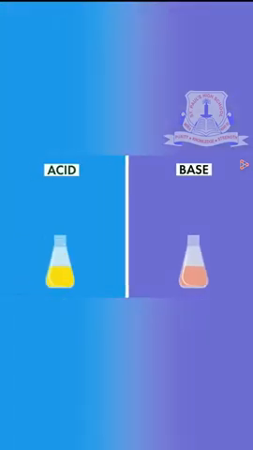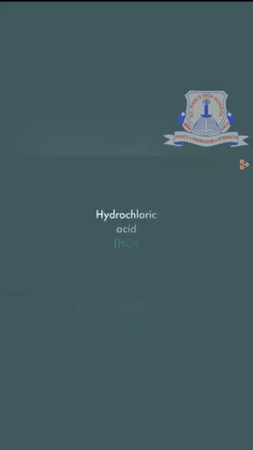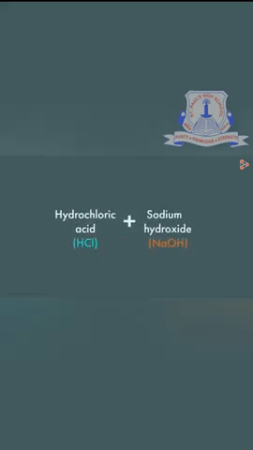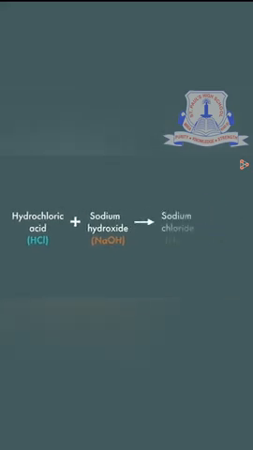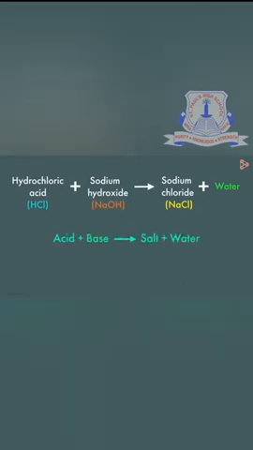So here we have an acid and a base. Now think of a process. We have taken a beaker in which we are adding an acid or a base. What will happen if an acid and a base are added together? For example, we have taken hydrochloric acid as an acid and sodium hydroxide as a base, let's see what happens. The hydrochloric acid, when it reacts with sodium hydroxide, forms sodium chloride and water. Sodium chloride is a salt, so acid plus base gives us salt and water.